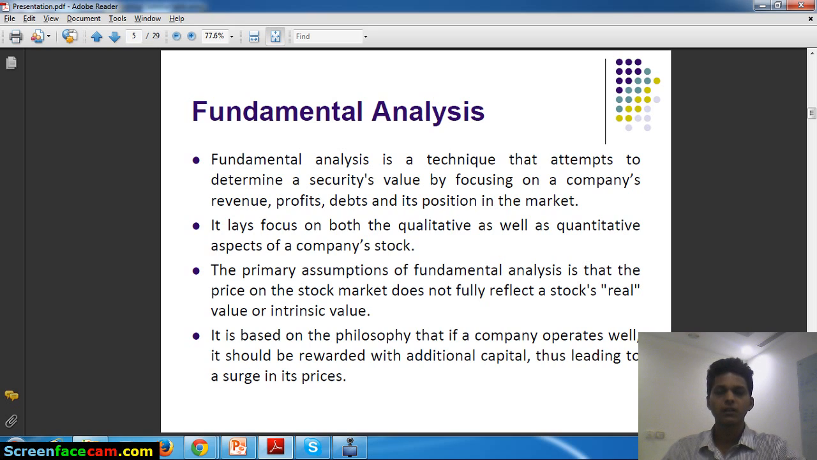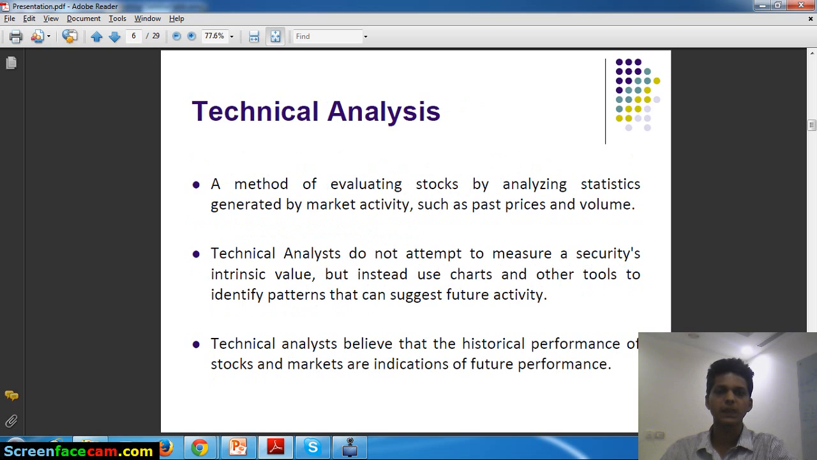Furthermore, it is based on a philosophy that if a company operates well, it should be rewarded with additional capital. So if a company is working well, it's got good revenues, it's earning good profits, so there'll be more people putting money in that company. As a result, the company's stocks will rise, thus leading to a surge in its price.